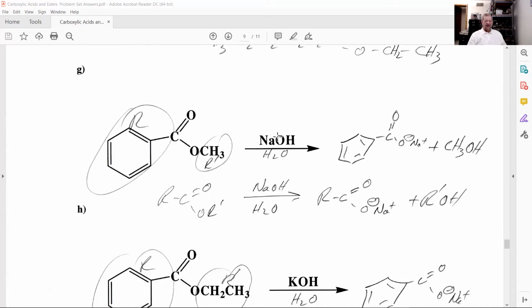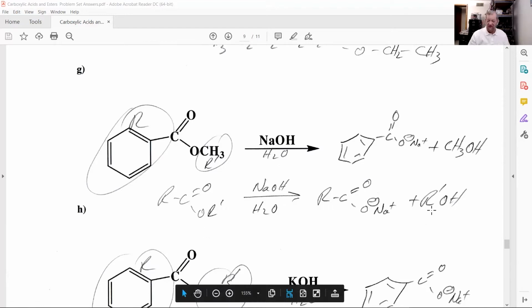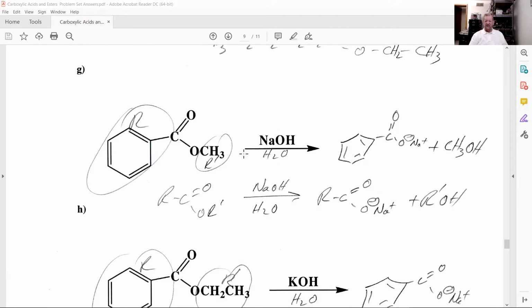What do we have here? Ester, base, and water. What's the reaction? And this could be MOH, or this would be M plus. This would also work for potassium and lithium hydroxide. And you take an ester, react it with a base, you get the carboxylate anion of the carboxylic acid you would have used to make this ester, plus the alcohol you would have used to make that ester. In this case, R is benzene ring, R prime is methyl.